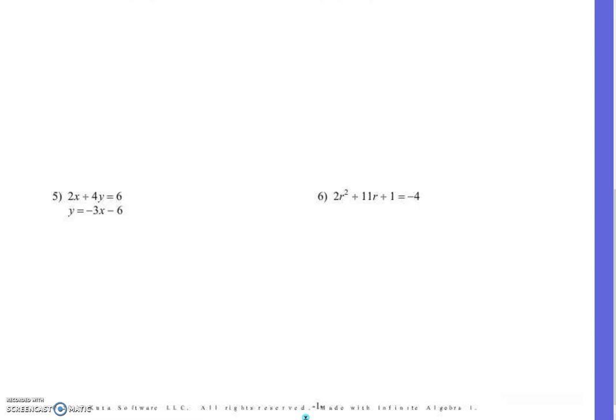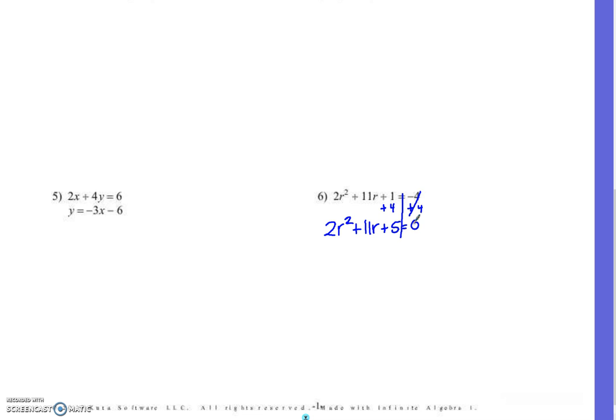So remember, if you're going to factor and solve with a quadratic, it has to equal 0. So you need to bring whatever's on this side over to this side. If I draw my line here, I need to add 4 here, and I'd line it up and put it with this guy here. And I have 2r squared plus 11r plus 5, because 1 plus 4 is 5, equals 0.